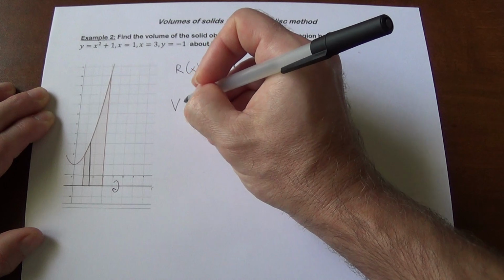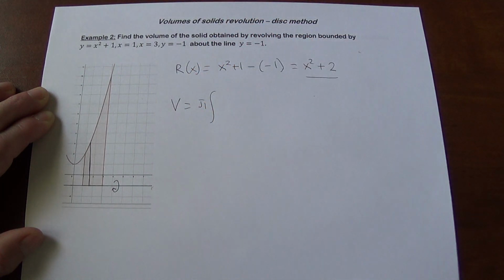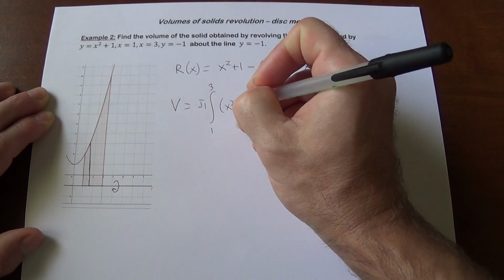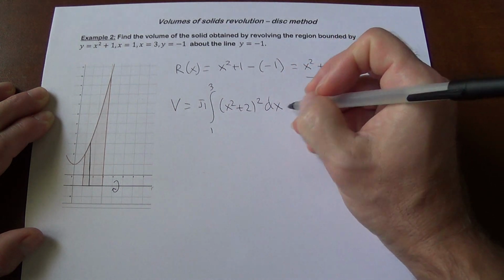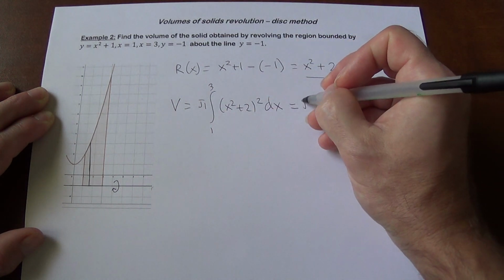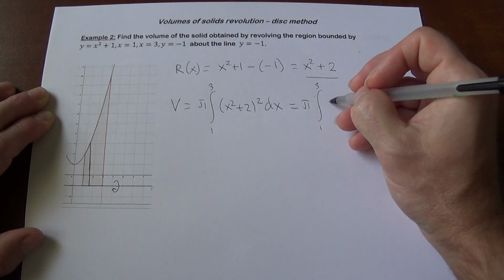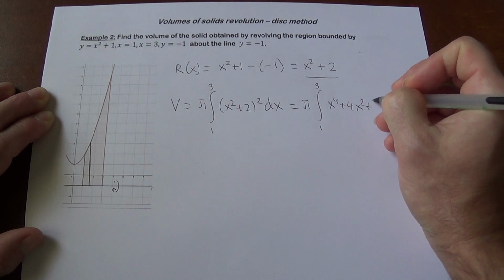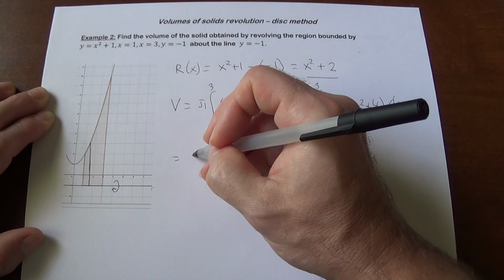So now we can set up the volume expression, pi times the integral from 1 to 3 of (x squared plus 2) squared dx. We do need to expand this first before we can integrate that. So pi, the integral from 1 to 3 of x to the 4th plus 4x squared plus 4 dx. Now you can find the antiderivative.